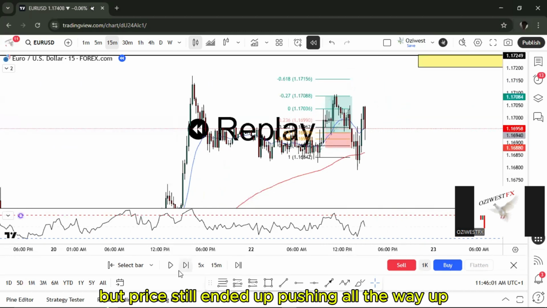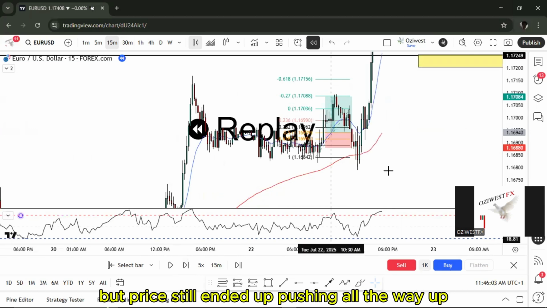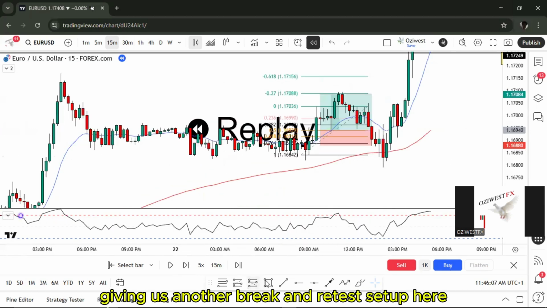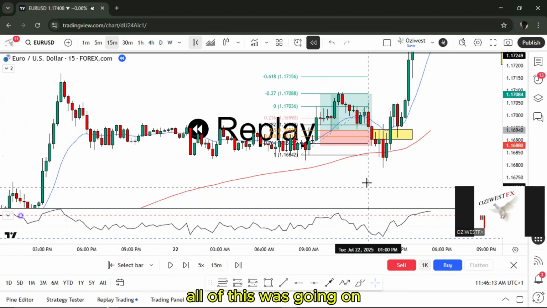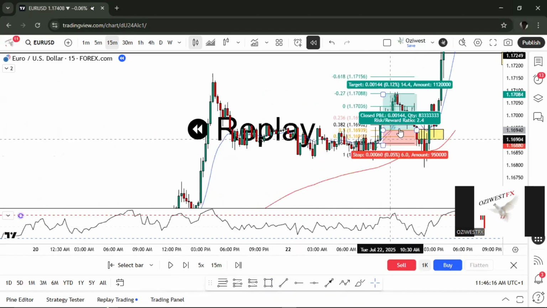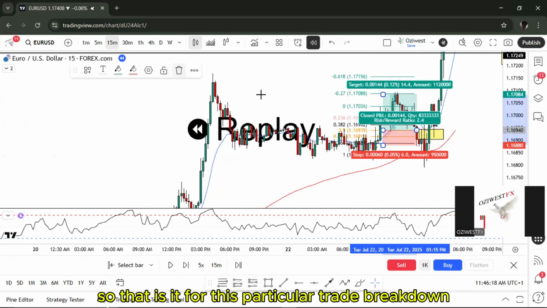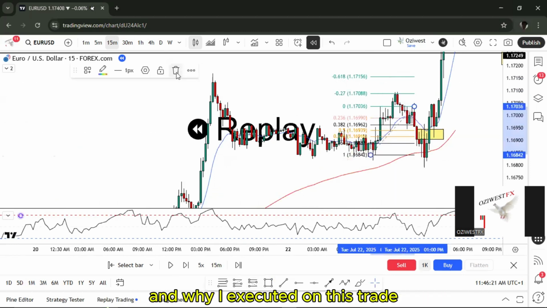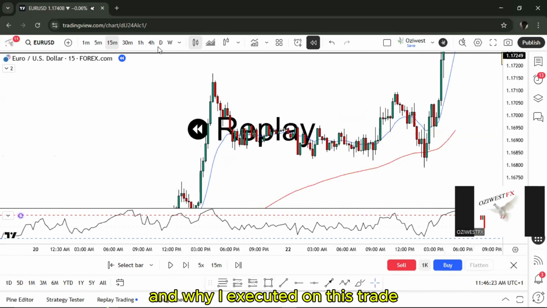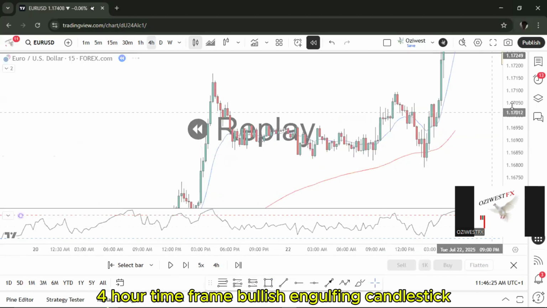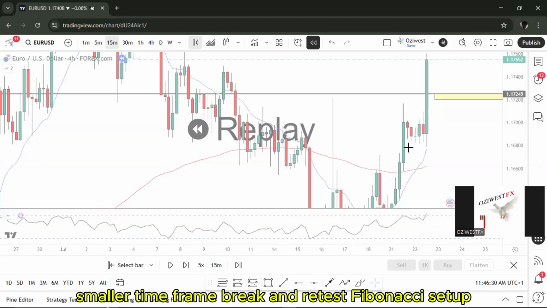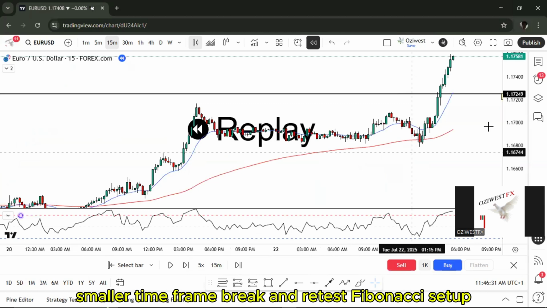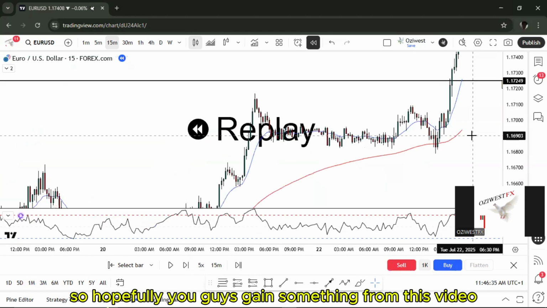But price still ended up pushing all the way up, giving us another break and retest setup here. But I did not take this particular trade because I was not on the chart when all of this was going on. So that is it for this particular trade breakdown and why I executed on this trade. 4-hour time frame bullish engulfing candlestick, smaller time frame break and retest Fibonacci setup. So hopefully you guys gained something from this video.